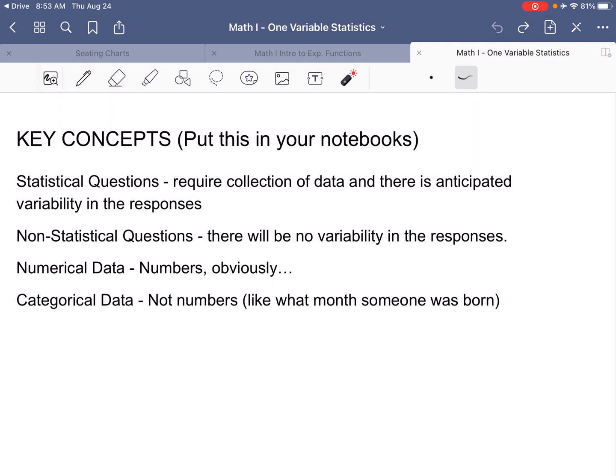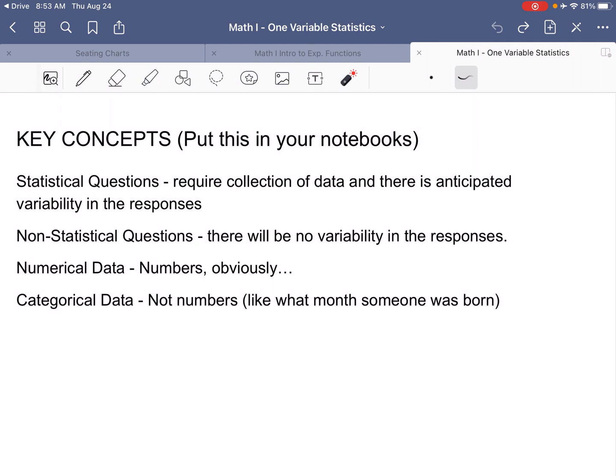Now, the next thing about questions is they can be questions that gather numerical data or categorical data. Numerical data is dealing with numbers, obviously. So that would be like the question of how many pets does somebody have, or how many pets do the students in our class have.